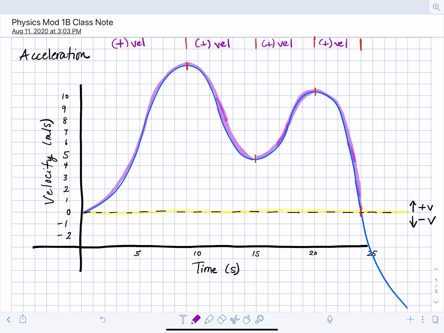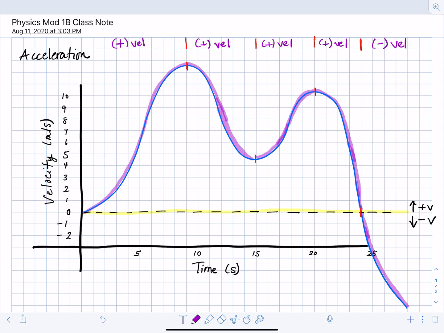Now, we have one more section. It's from this yellow line down. What is that one? At this point, we have a negative velocity. How do we know that? Because the velocity is shown over here on the left-hand side, and we can see that we're below 0. If we have a velocity that's below 0, we would term that a negative velocity. So in this last section over here, we have a negative velocity.